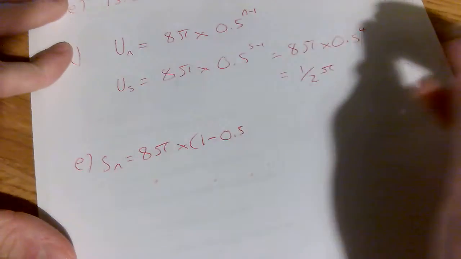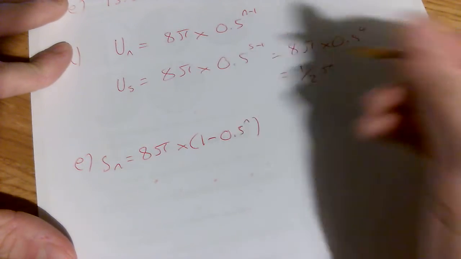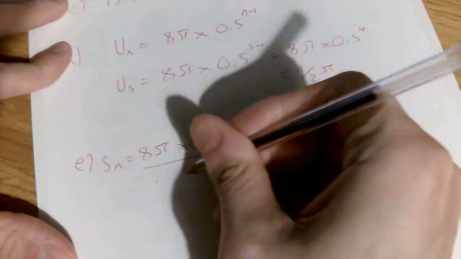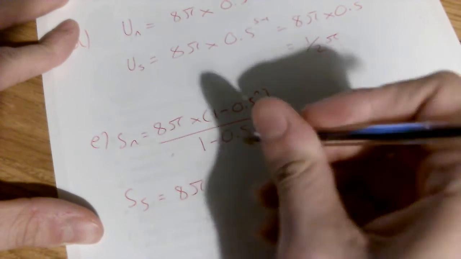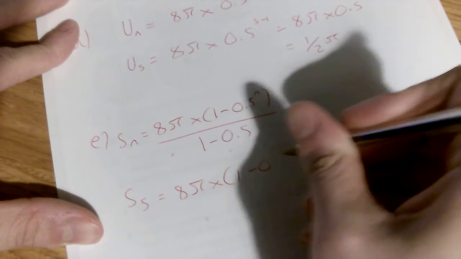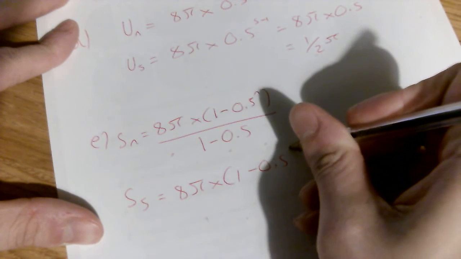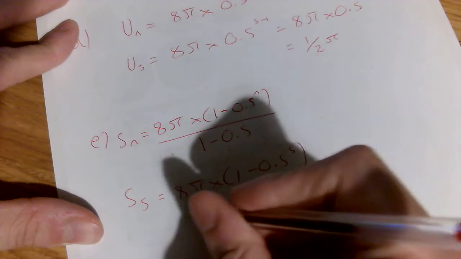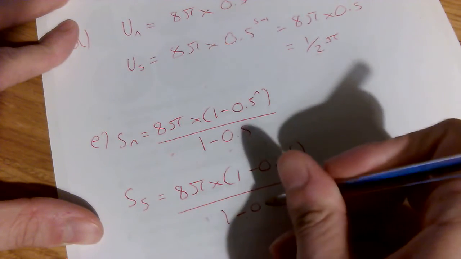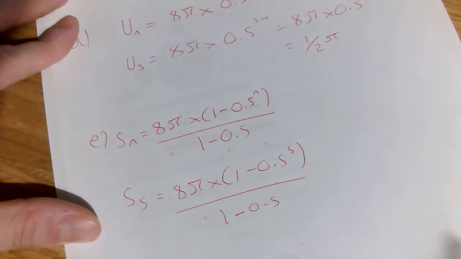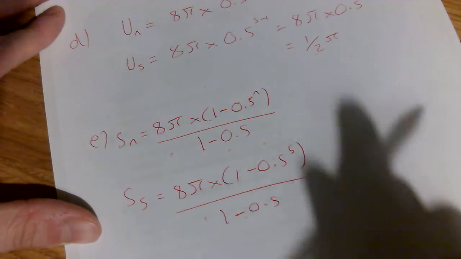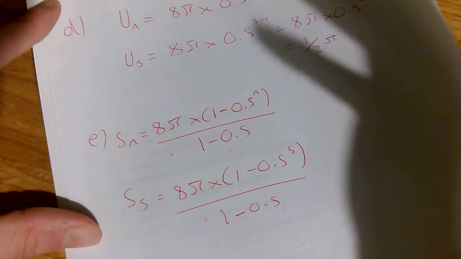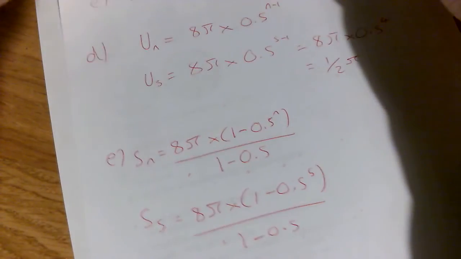0.5. Remember, this one is going to be to the power of n, not n minus 1. And it's 1 minus 0.5. So if we're looking for the sum of the first 5 terms, it's going to be the same thing, but with the 5 replaced up there. And if you type it in the GDC, you will get 15.5 pi, or I think it's 31 over 2 pi. Okay, so that's those.